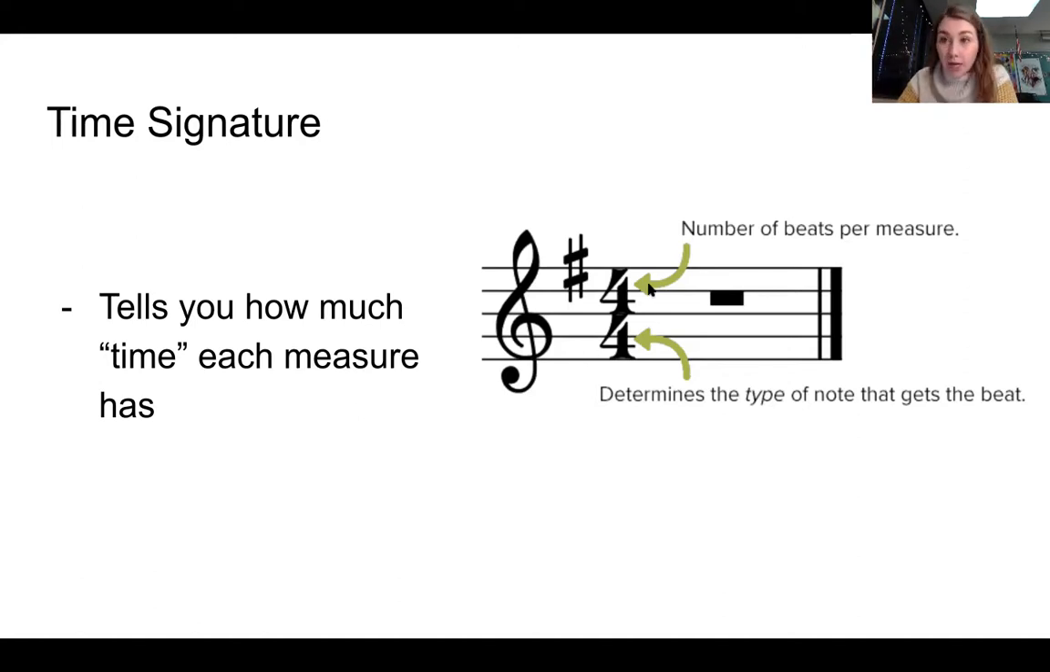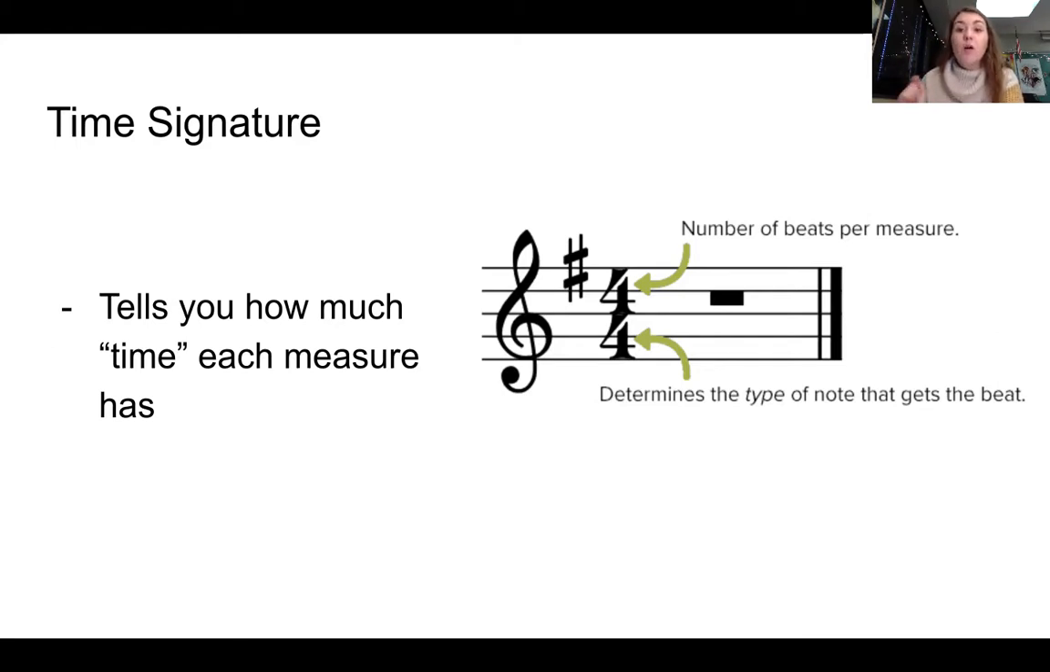So the top number, this is very important for your assignment, tells you how many beats are in the measure. So in this measure, there's 4 beats. The bottom number tells you what type of note gets the beat. I like to say, some of you have already heard me say this before, the top number is how many beats are in the measure? That's an easy one to know. The bottom one is what kind of note gets the beat?